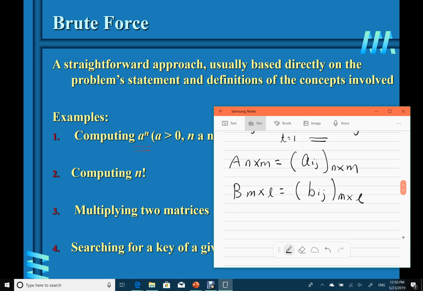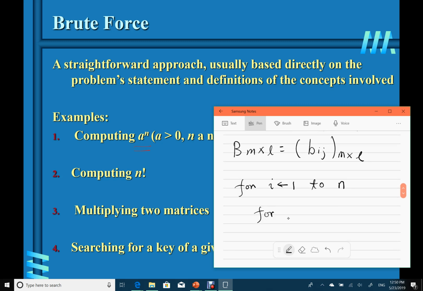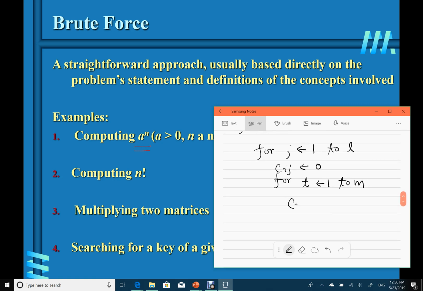Based on this definition, we can quickly write the pseudocode. We say for i from 1 to n, for j initialized to be 1 to l, and we want to do the calculation. First we need to assign Cij equal to 0, and we say for t initialized to be 1 to m, we have Cij assigned to be Cij plus Ait times Btj, right? Okay, this one corresponds to the matrix.